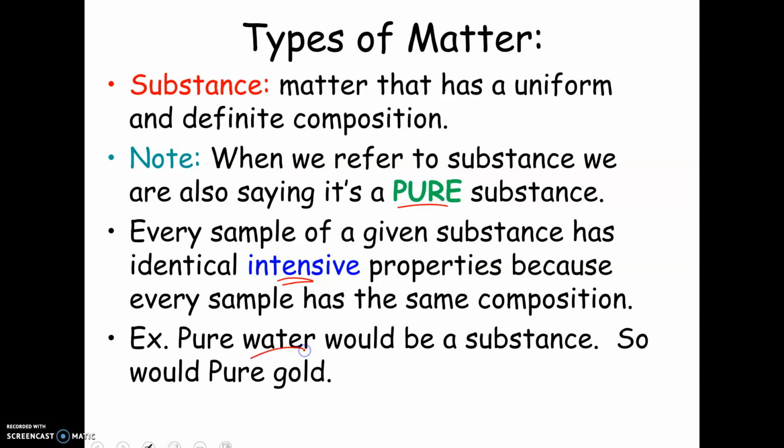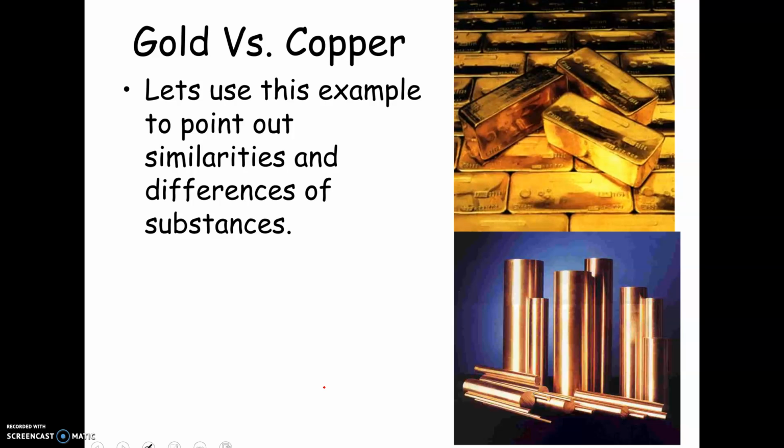Pure water, that would be an example of a substance. Pure gold would also be a substance. It doesn't matter where I get it. If I tell you I have pure gold, it's going to be the same anywhere across the earth. It's going to be made of the same exact types of atoms. It's going to have the same properties.